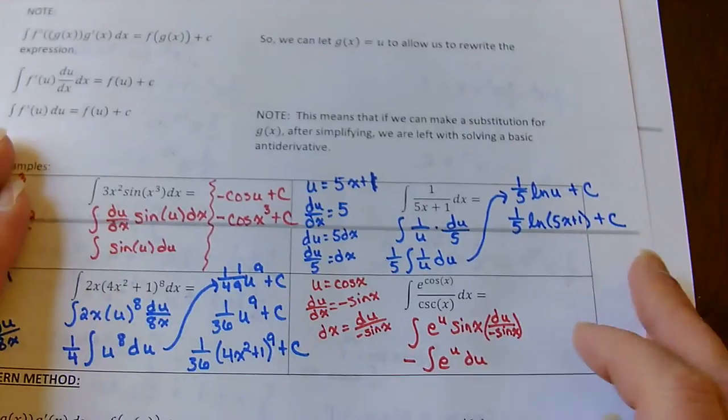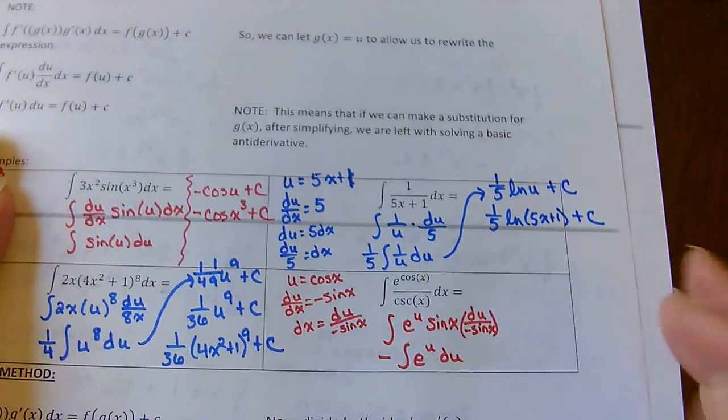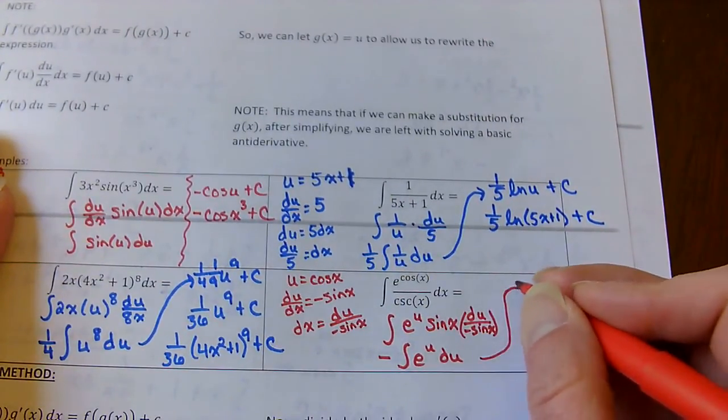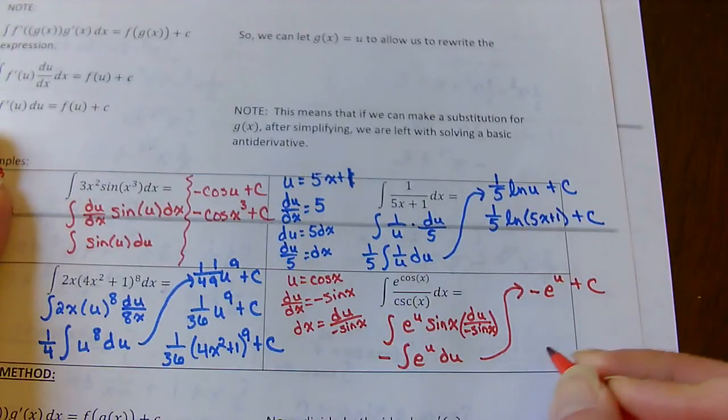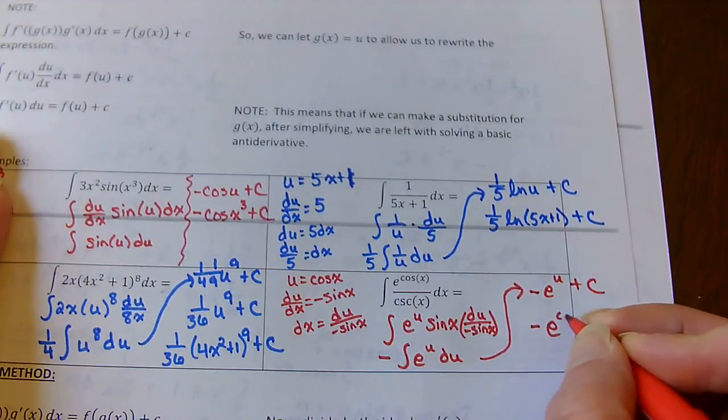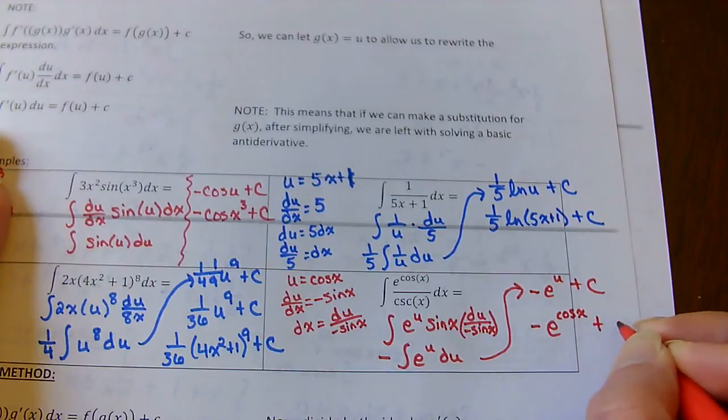Do you know how to take the antiderivative of e to something? Well, that one's super easy. I'm going to have negative e to the u plus c. Negative e to the cosine x plus c.